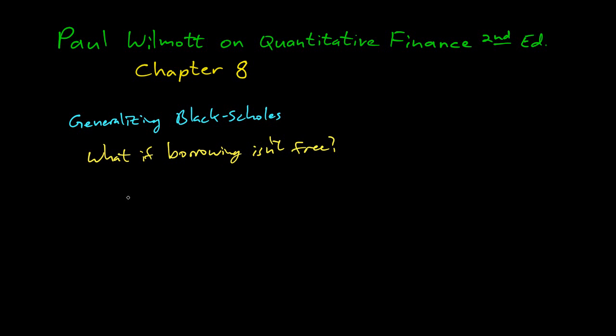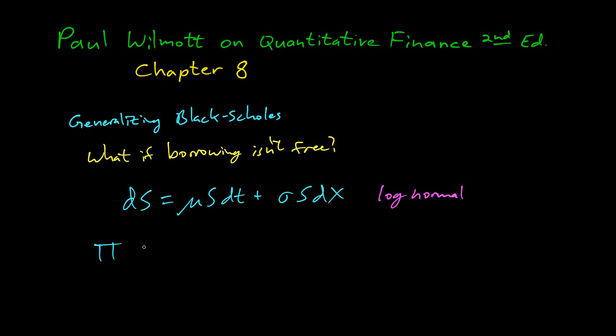So let's start doing our derivation. Let's assume we have a log normal asset. So that's the mu S dt plus sigma S dX. So log normal. And now we have our position pi. It's going to be long the option, short the stock. So this is just like in Black-Scholes.